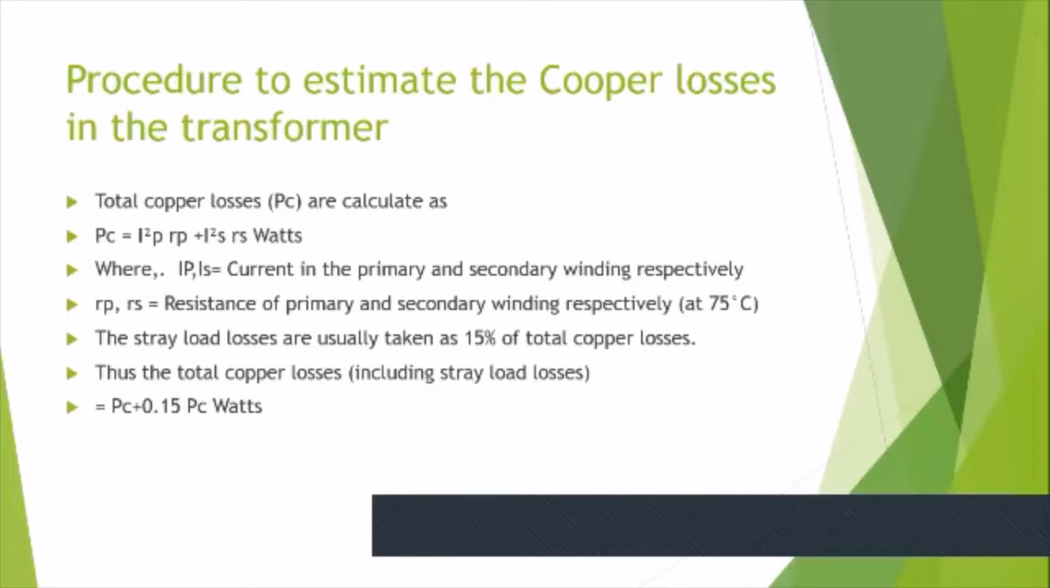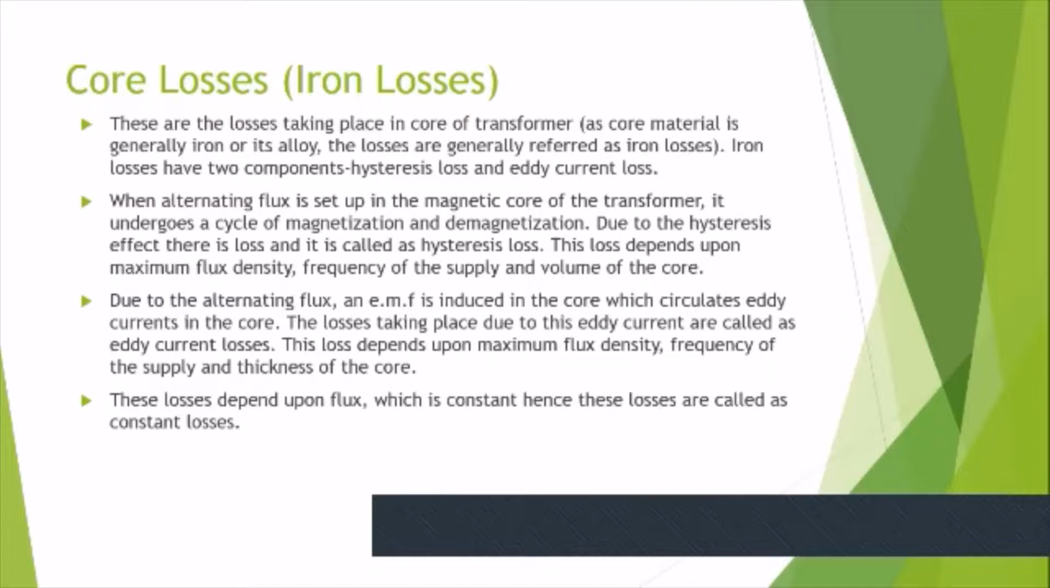The stray load loss is usually taken as 15% of the total copper loss. This means we can write PC is equal to the total copper loss plus 0.15 PC, where the 0.15 PC is the stray load loss. Next, core losses, or iron losses.